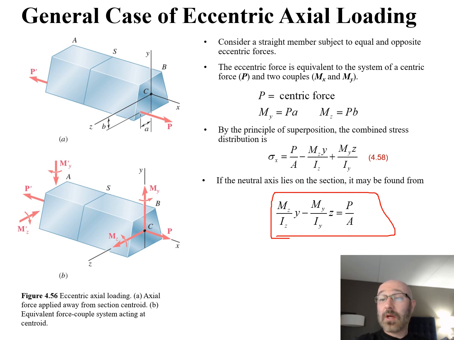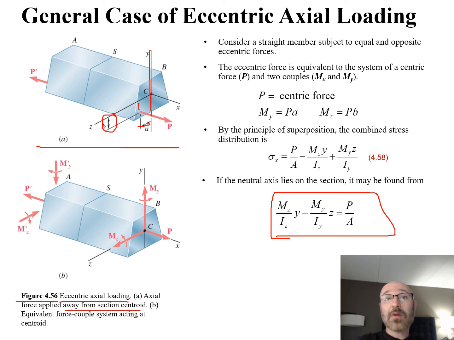Now, if we go back over here to this figure 4.56, we can take a look at eccentric axial loading. We already discussed part A. This is the axial force applied away from the centroid section. We can see there's our section centroid at C. We can see this load is a distance A away from our y-axis where the centroid is, and a distance B away from our z-axis where that centroid is. And that is the location of that load that makes it our eccentric load.